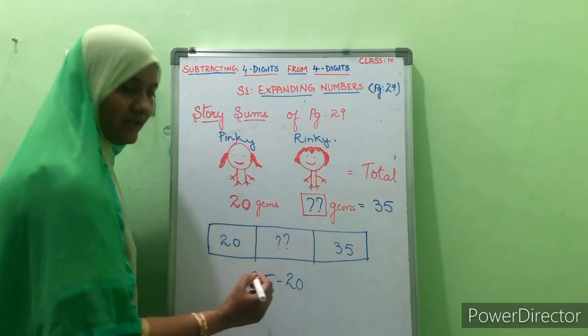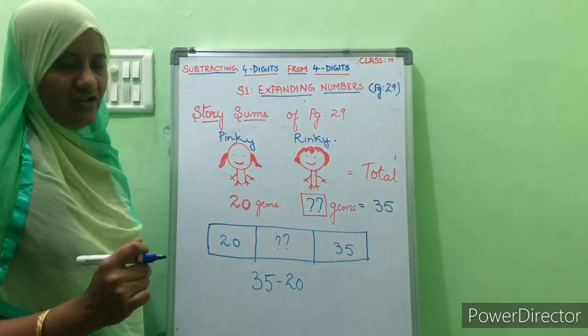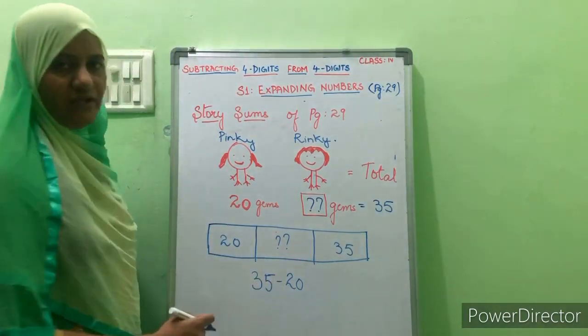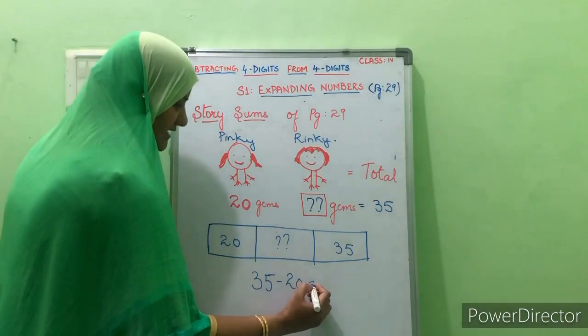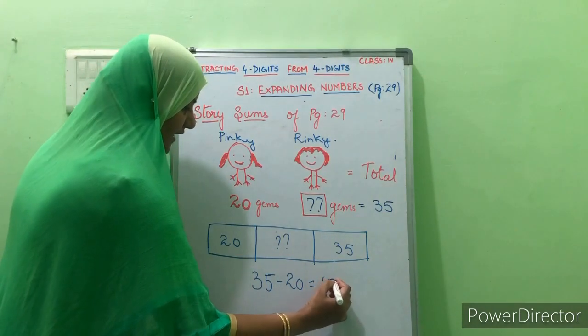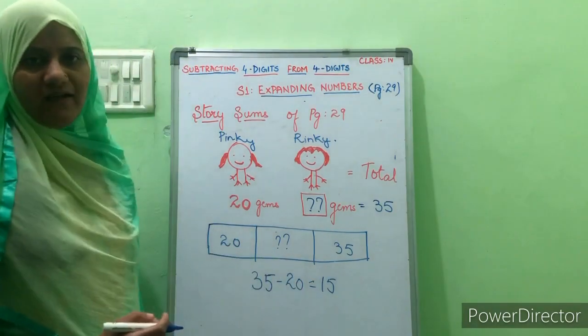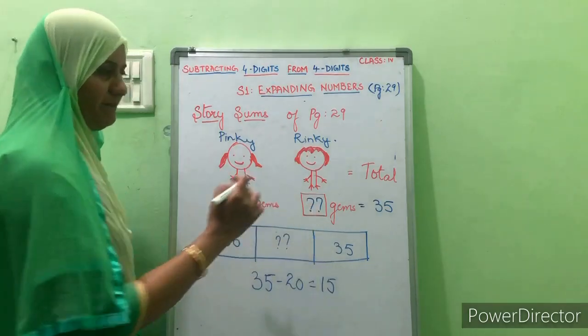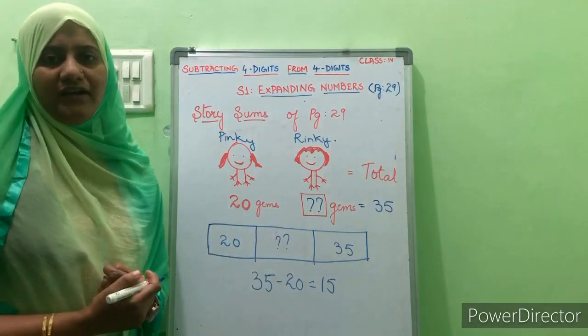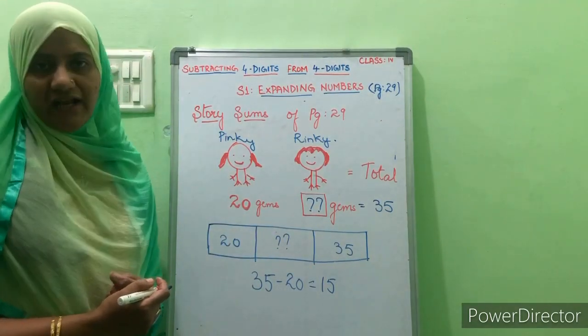So can you tell by mental calculation, 3 tens and 2 tens, if you subtract, you get 1 ten and 5 ones. 5 minus 0 is 5. So how many gems did Rinky get? Rinky got 15 gems.